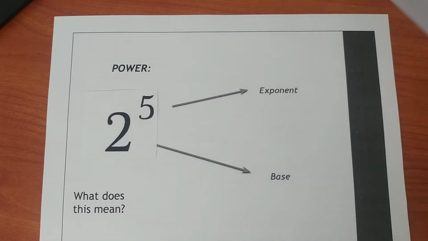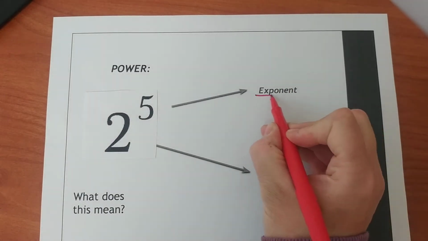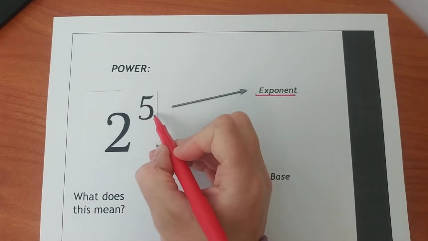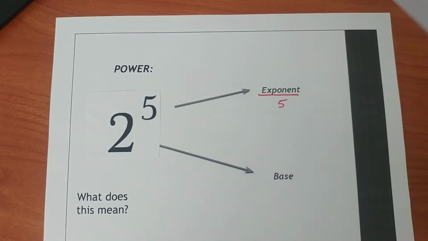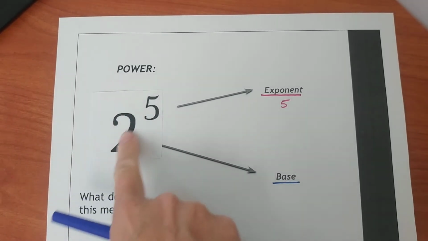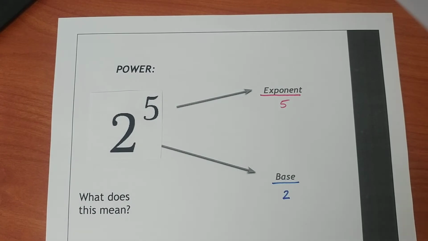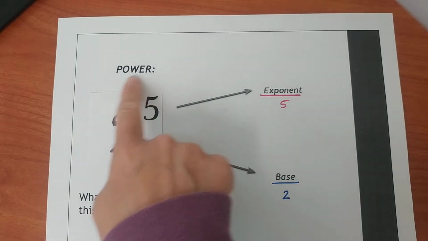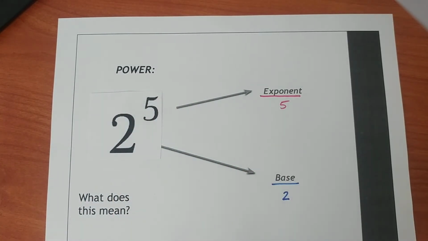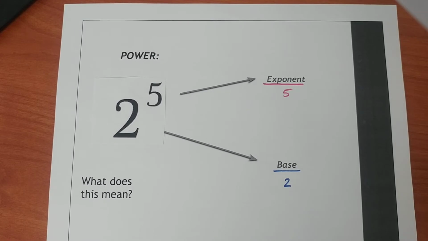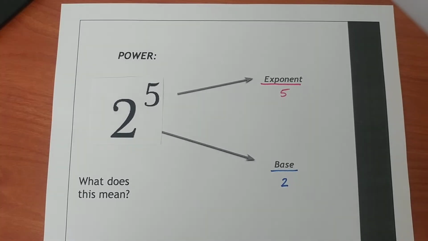I bet you do. The exponent is this little guy right here, the 5. And then that would mean that the base is the big number 2. You've got it, big base. So this power, 2 to the 5th power, tells us to multiply something. It's a shorthand way of writing a multiplication problem. But what multiplication problem? Do you know?